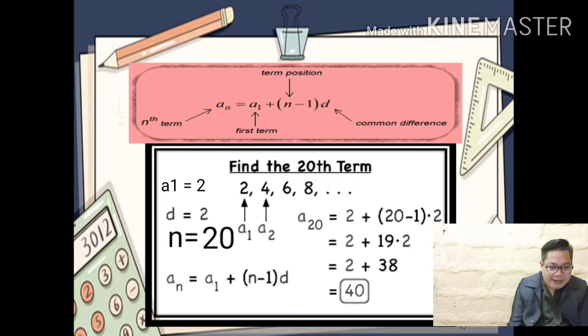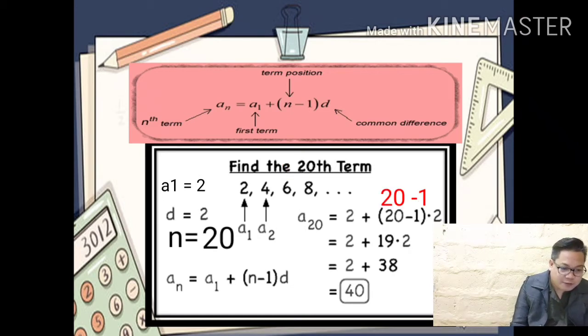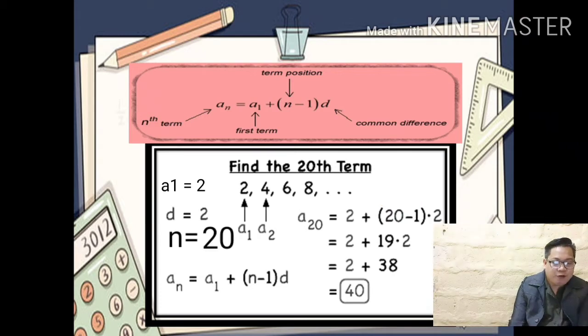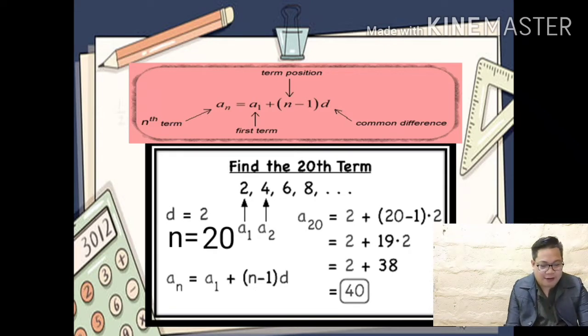So we have a sub 20 equals the first term, which is 2, plus the number of terms, which is 20, minus 1 times the common difference, which is 2. So ang uunahin natin dito yung 20 minus 1. And 20 minus 1 is 19. 19 times 2 is 38. Then 2 plus 38 equals 40. So the 20th term of that sequence is 40. Okay. Next.